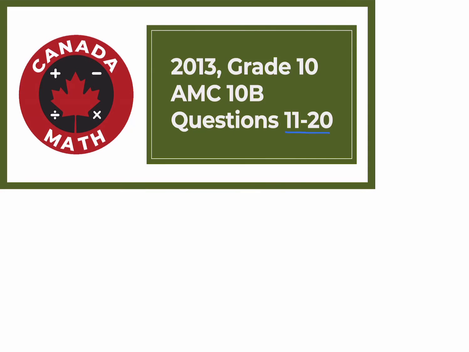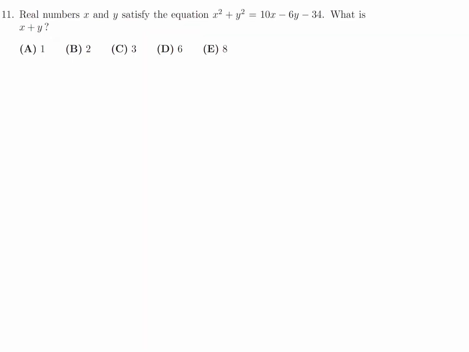Questions 11 through 20 on the 2013 Grade 10 AMC 10B. Real numbers x and y satisfy the equation x squared plus y squared is equal to 10x minus 6y minus 34. What is x plus y? Several approaches to this question. I'll just use the approach that I like.